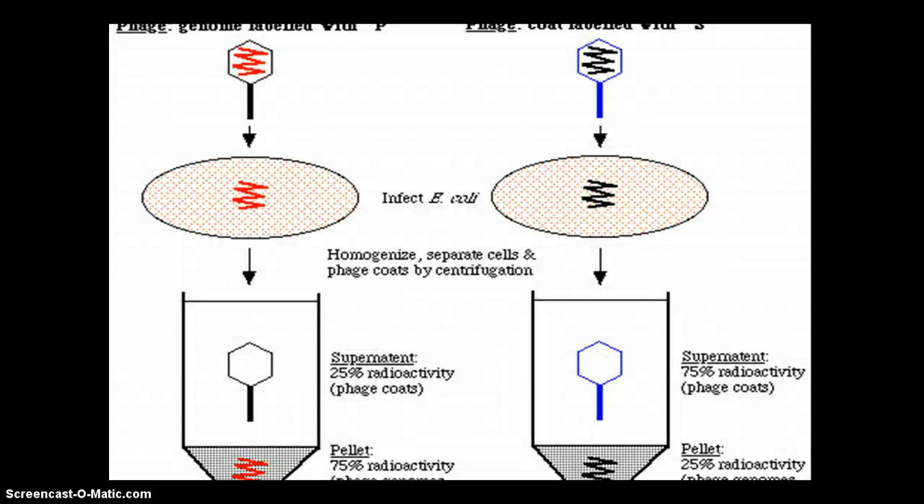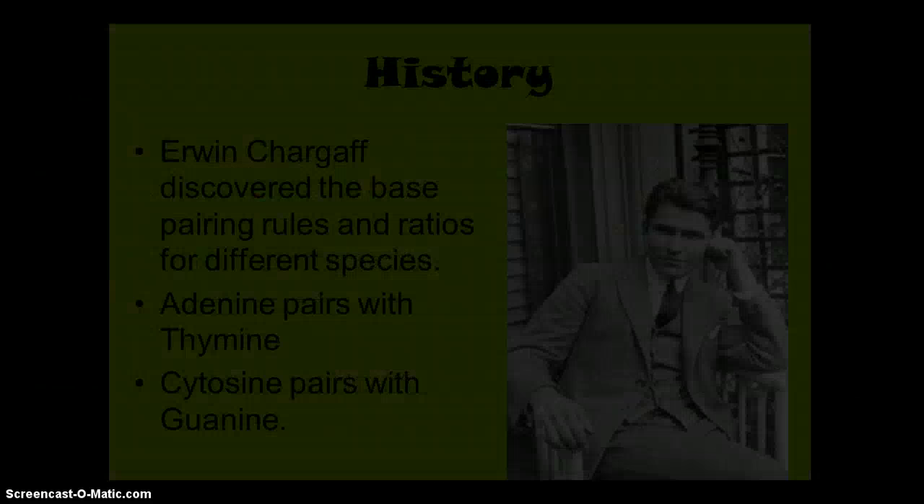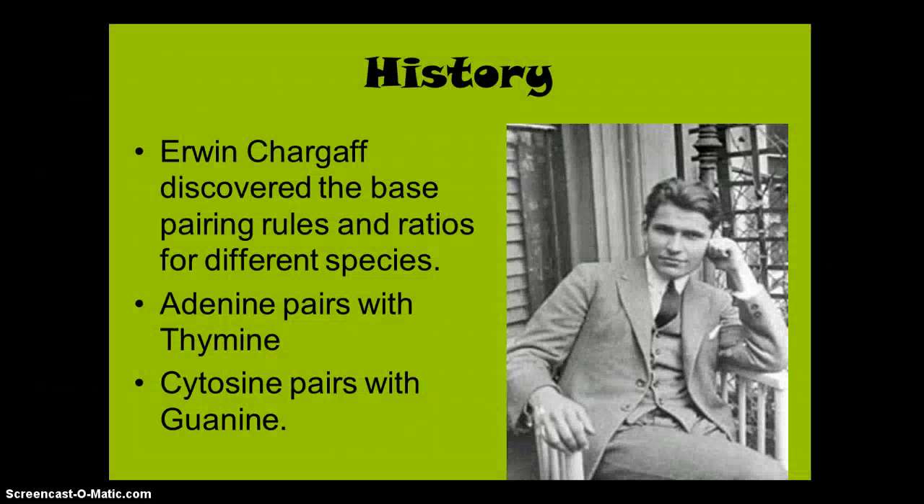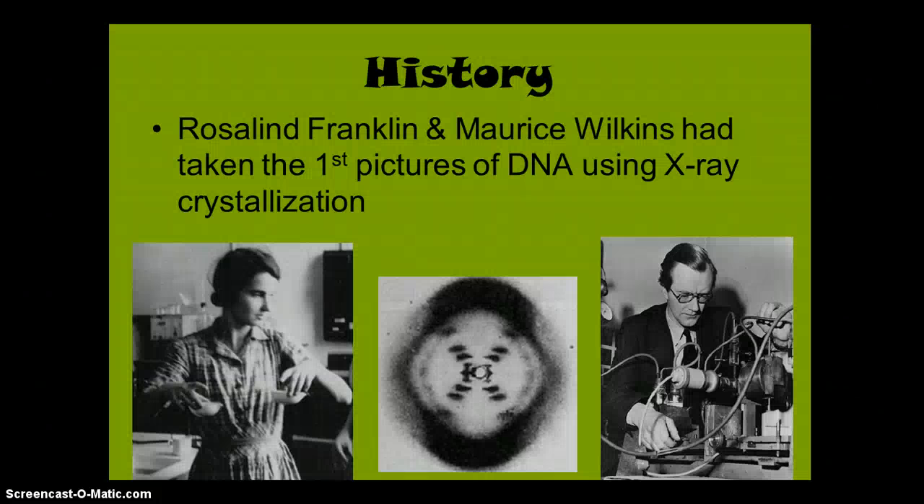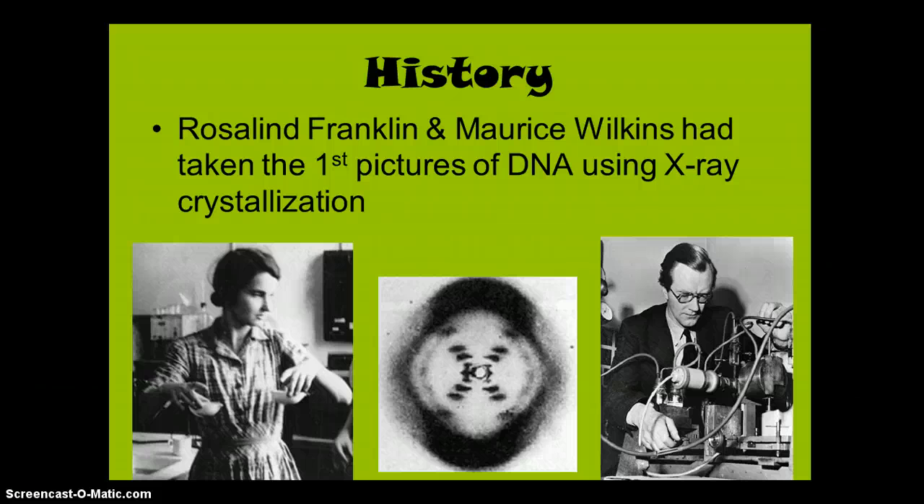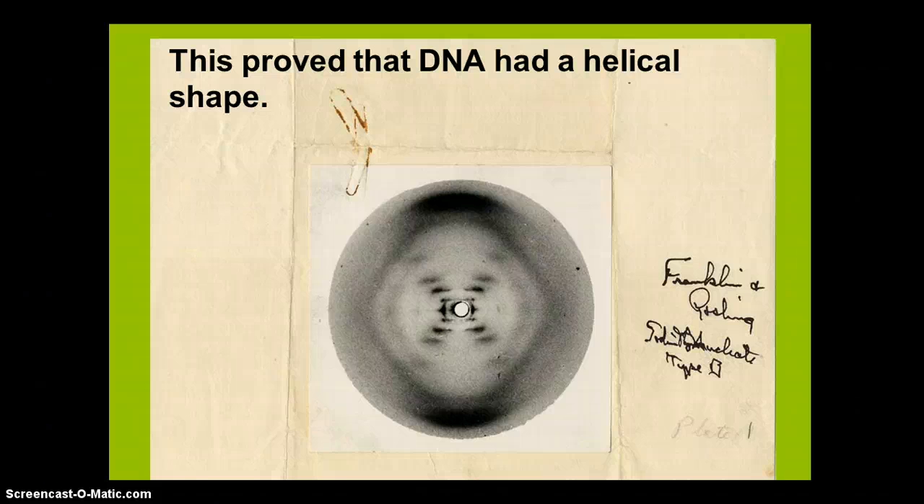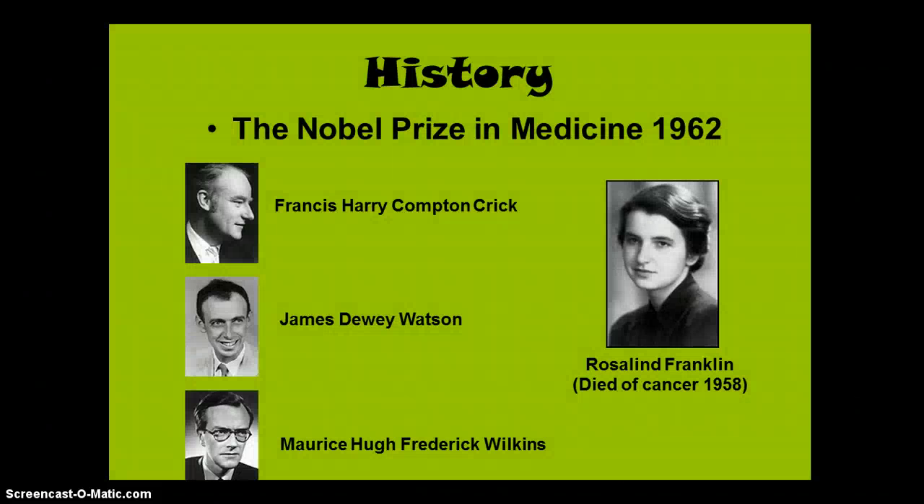I'm going to skip through the history, and you can look up, well, we'll go over a little bit of it. Erwin Chargaff discovered the base pairing rules and ratios for different species. Adenine pairs with thymine, and cytosine pairs with guanine. Rosalind Franklin and Maurice Wilkins had taken the first pictures of DNA using X-ray crystallography. This proved that DNA had a helical shape.